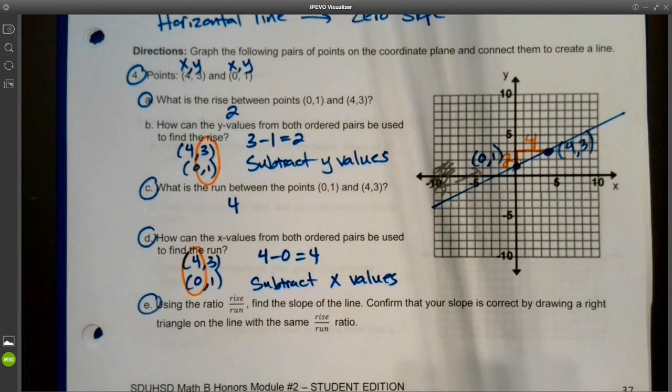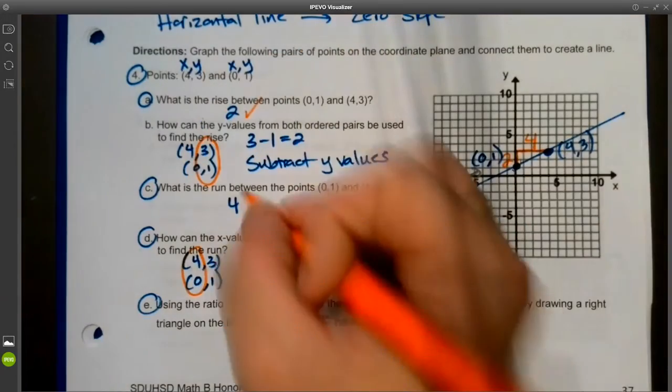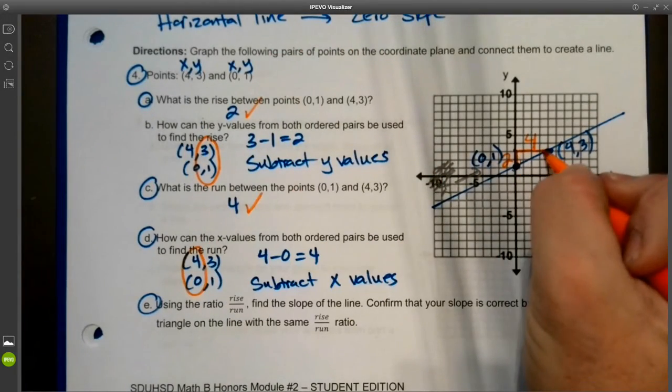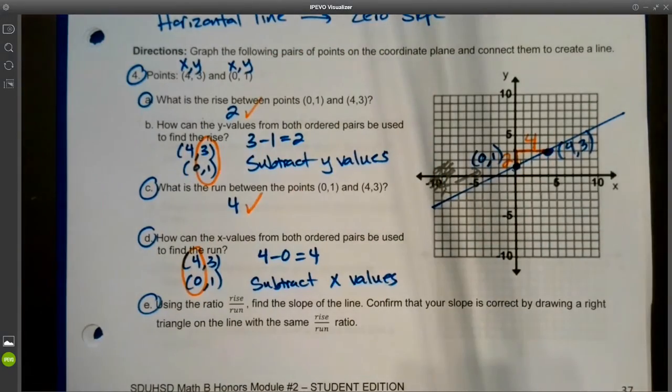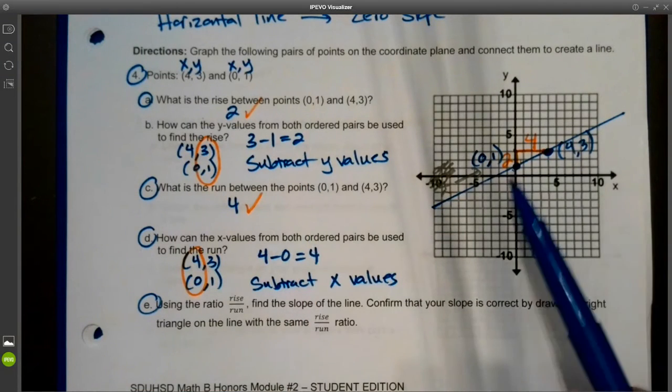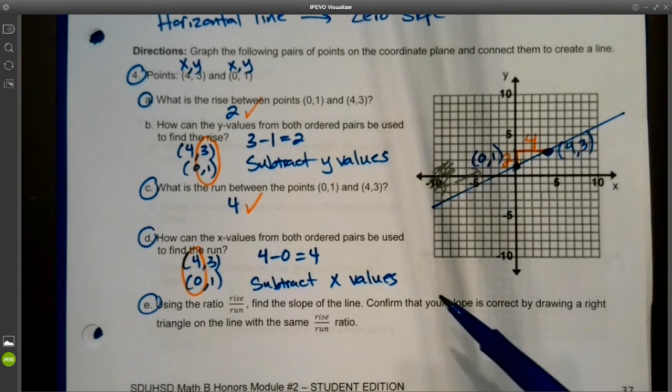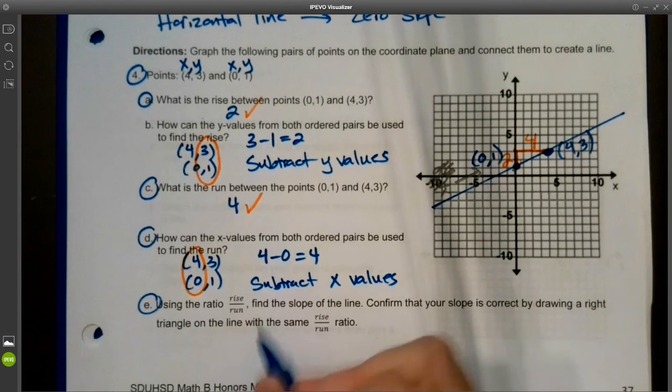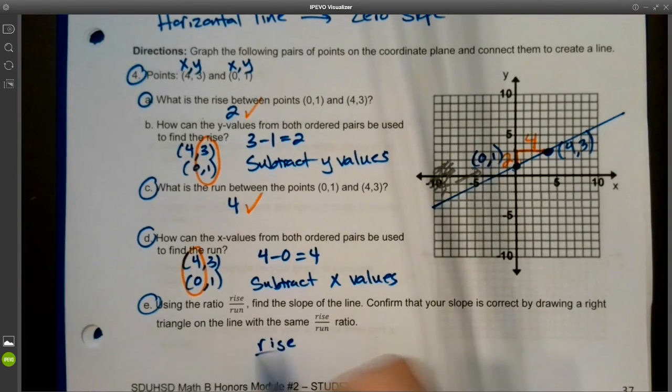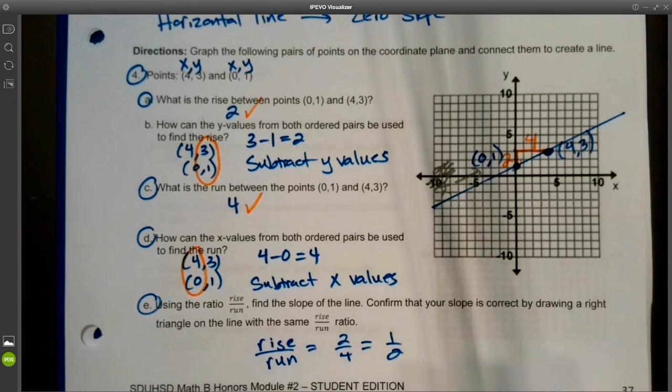Part E. Now, using the ratio rise over run, find the slope of the line. Then confirm that your slope is correct by drawing a right triangle on the line with the same rise-run ratio. We kind of already did it. So we know that rise was 2 and run was 4. So if I go up 2 over 4, it does work. So again, subtracting values or drawing this right triangle, I will find the same slope, which is perfect. So rise over run in this case is 2 over 4, which of course reduces to 1/2.